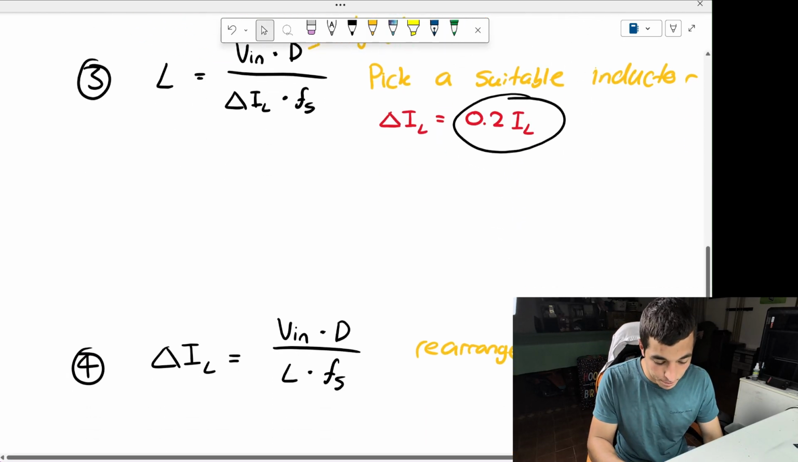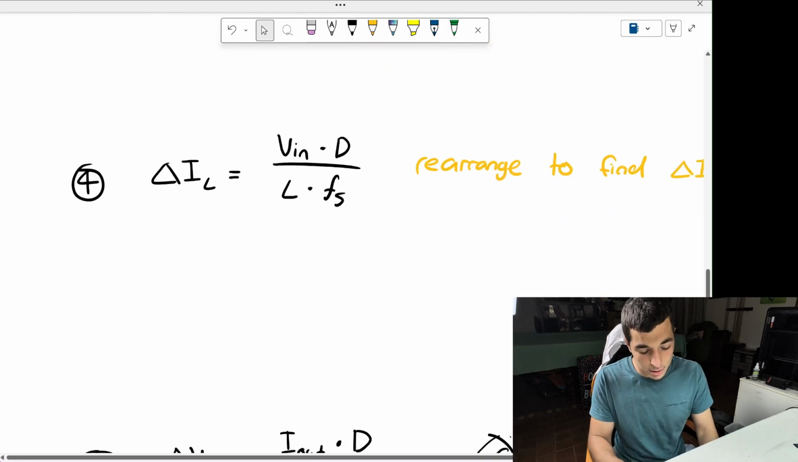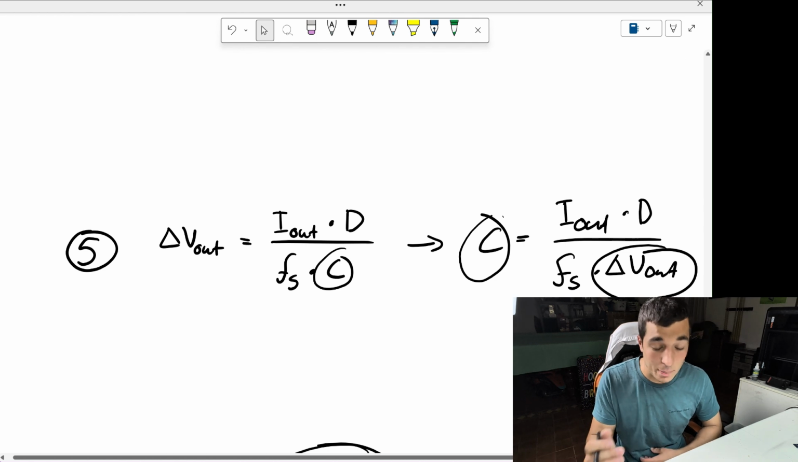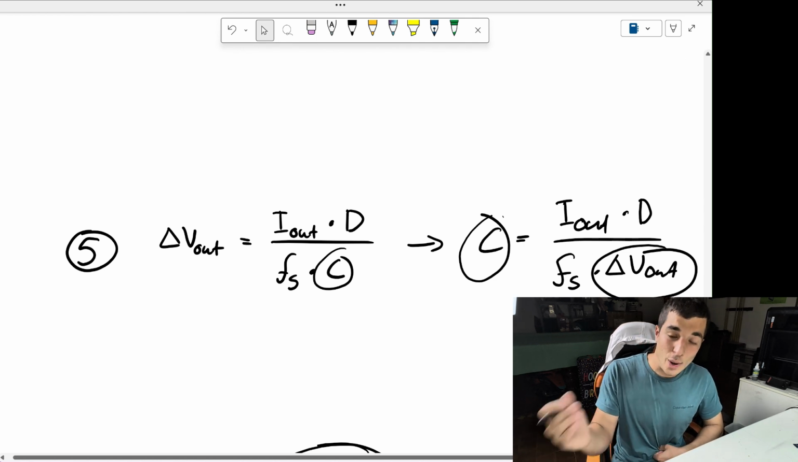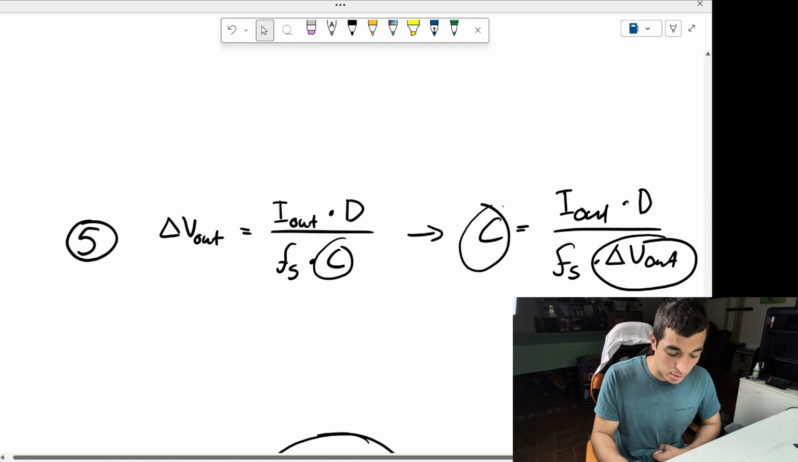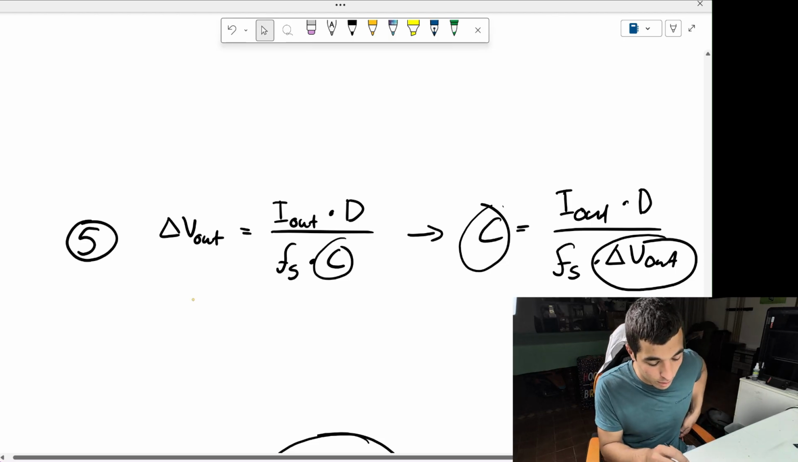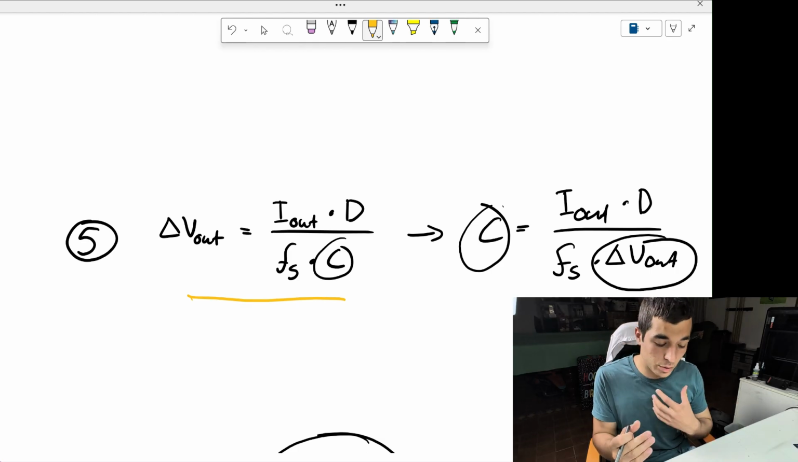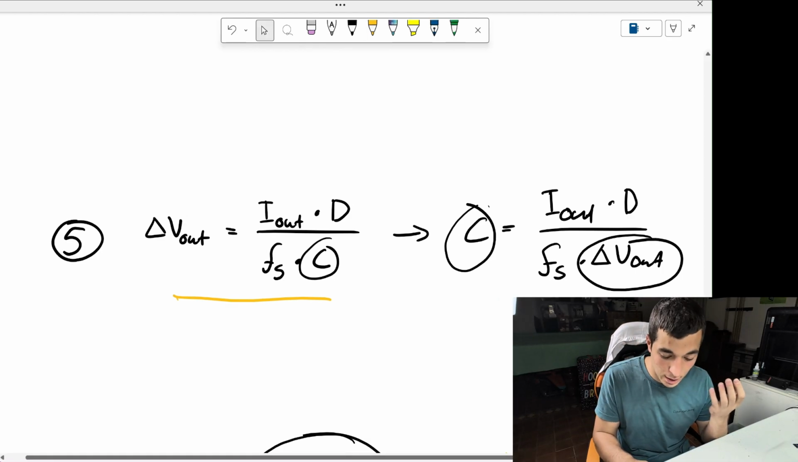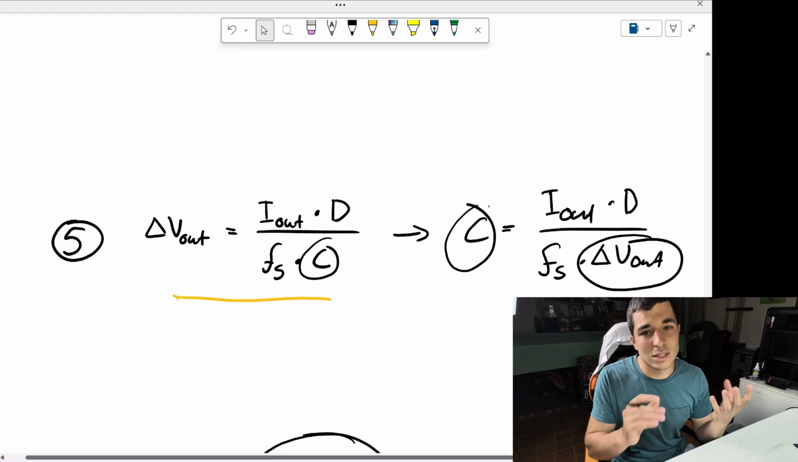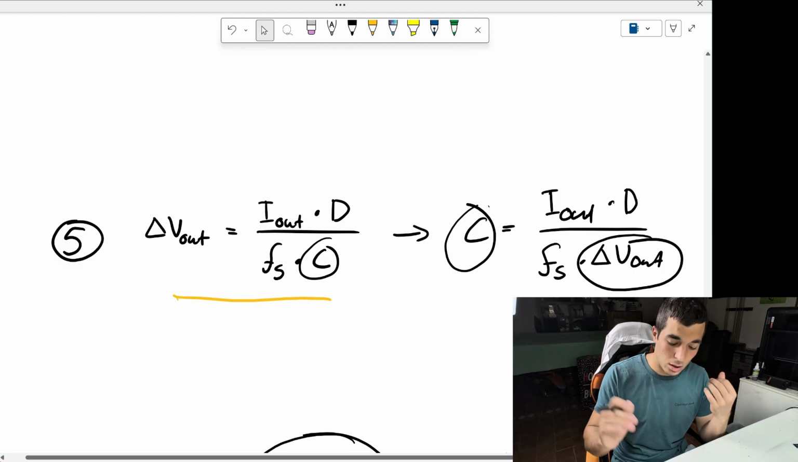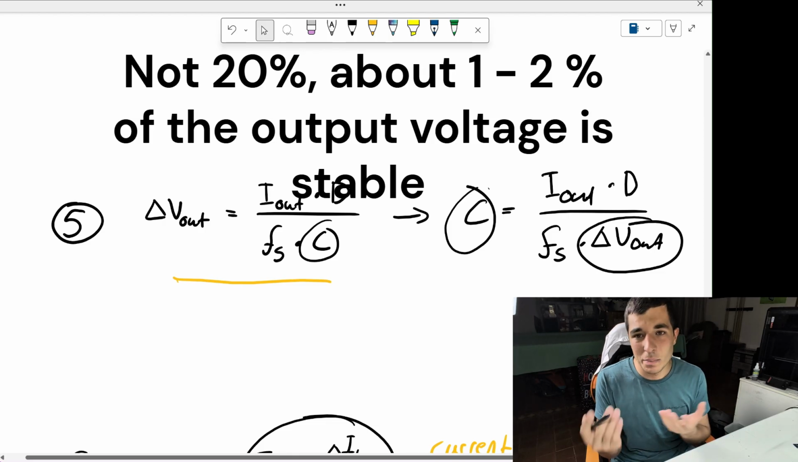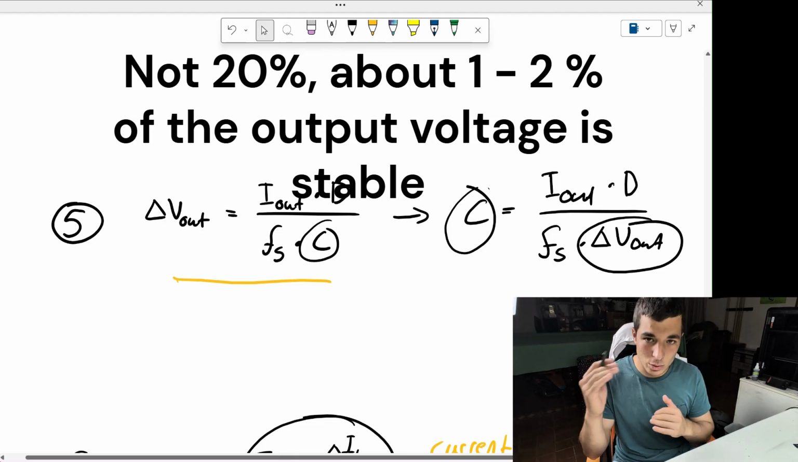Follow this equation. And again, equation 5 is for the capacitor. So again, if you have a capacitor, probably follow the first equation, and that will tell you the voltage ripple. Again, you want something really small. You don't want too high. And then like 20% of your voltage out.